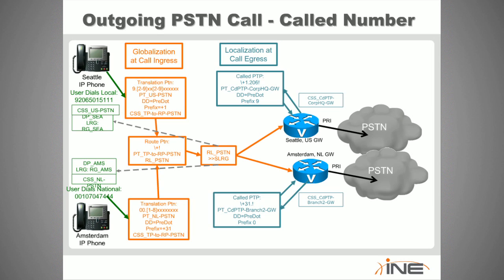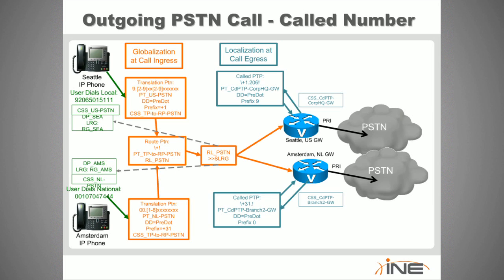The partition. That's correct. The phone's calling search space would have to have the partition of the route pattern in addition to the partition of the translation pattern. That's exactly correct. Do you see any caveats with doing that? Any things that would be overlooked or missed?